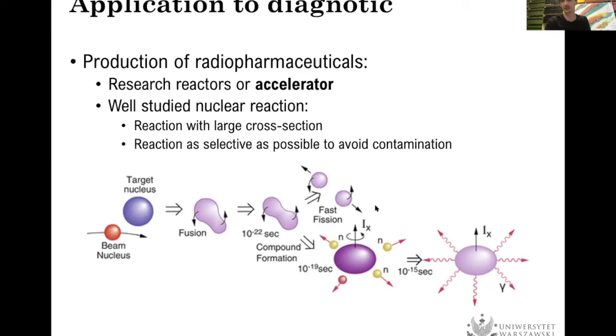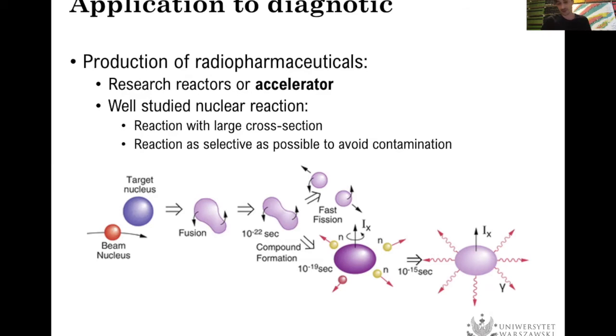This kind of reaction that is called fusion evaporation reaction has been used in the past mostly to study this region of the nuclear chart. So all the region of the neutron deficient part.